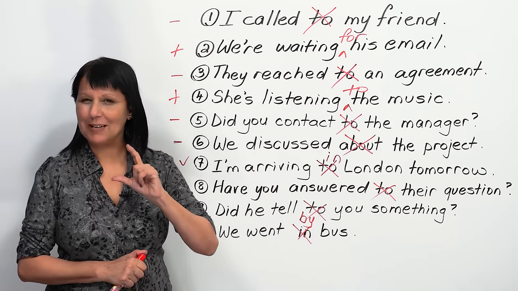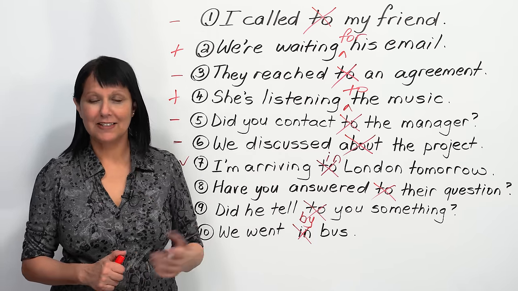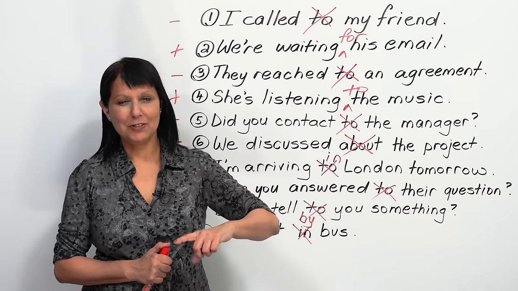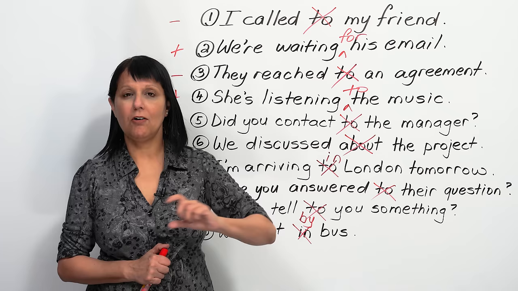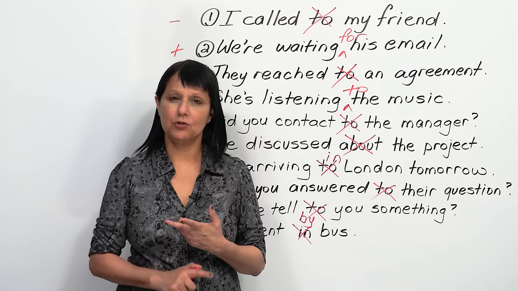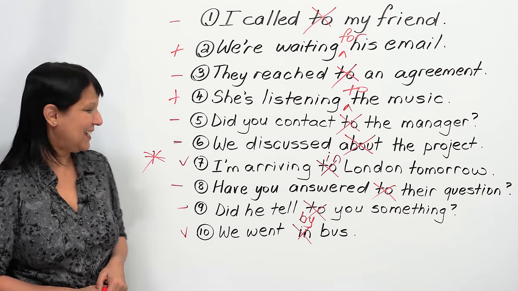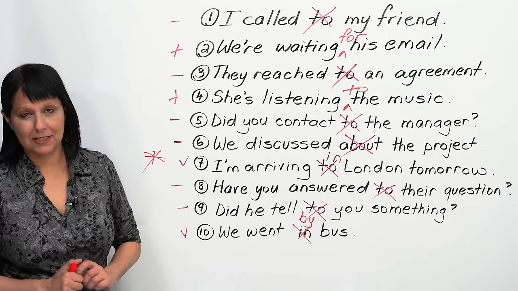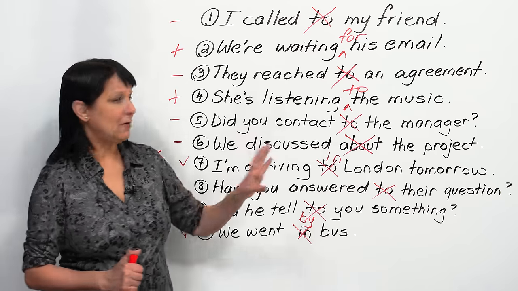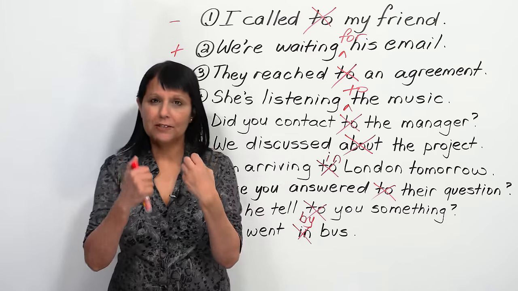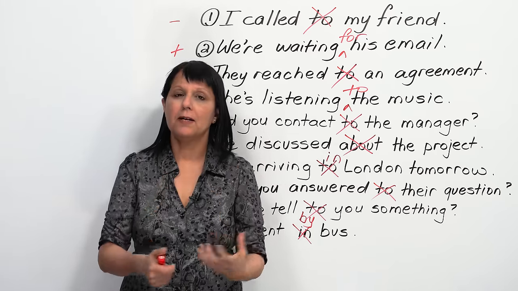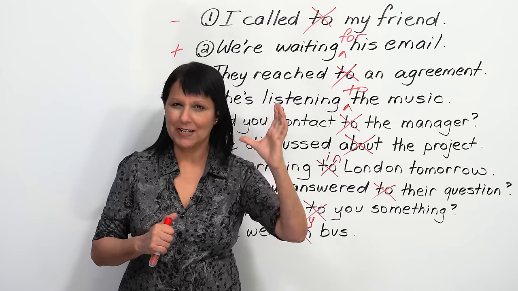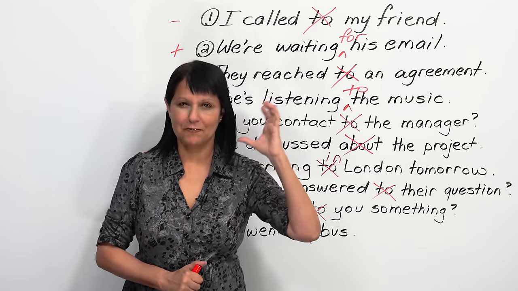There is only one exception. If you walked, then we say we went on foot. Not by foot, but on foot. We went on foot, but by bus, by train, by plane, and so on. Okay? So, these are 10 very common mistakes with verbs and prepositions. Now, here we just corrected them. Now let's really make sure that you know them by reviewing them and using them correctly, okay? And looking at what their correct forms are.